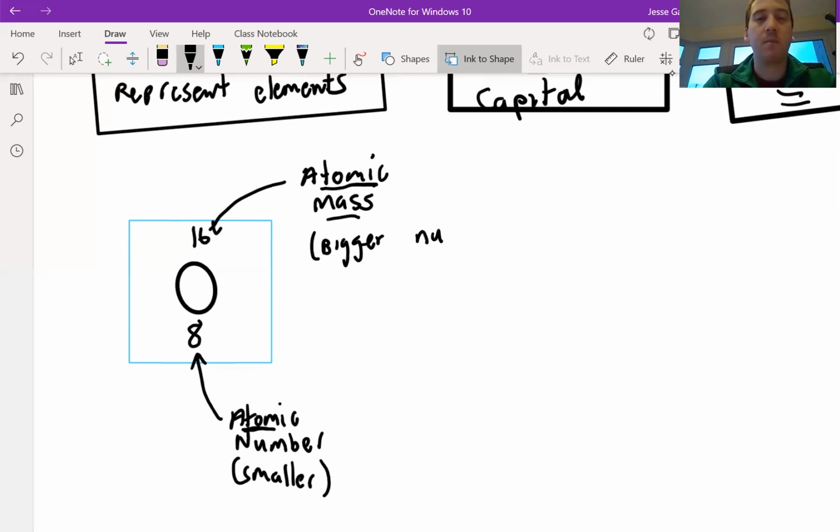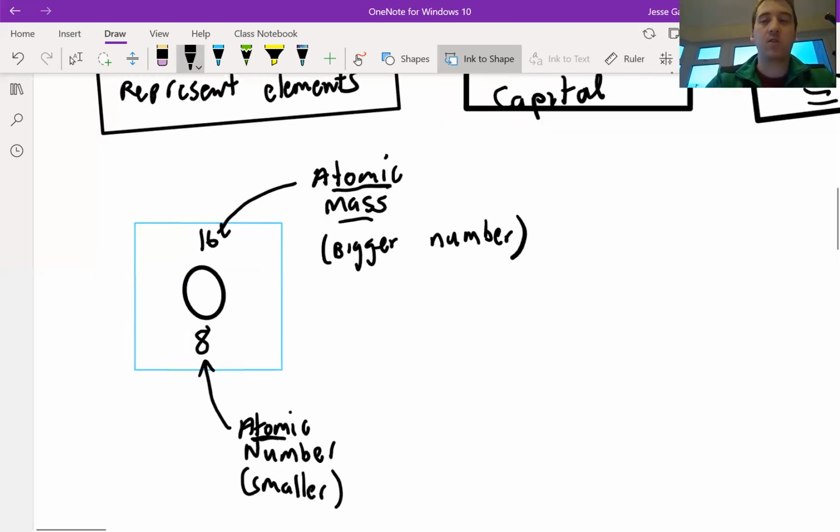Is the atomic mass. So the bigger number is the atomic mass. The smaller number is the atomic number. I just want to point out something about, no, actually, I'm going to do that afterwards.